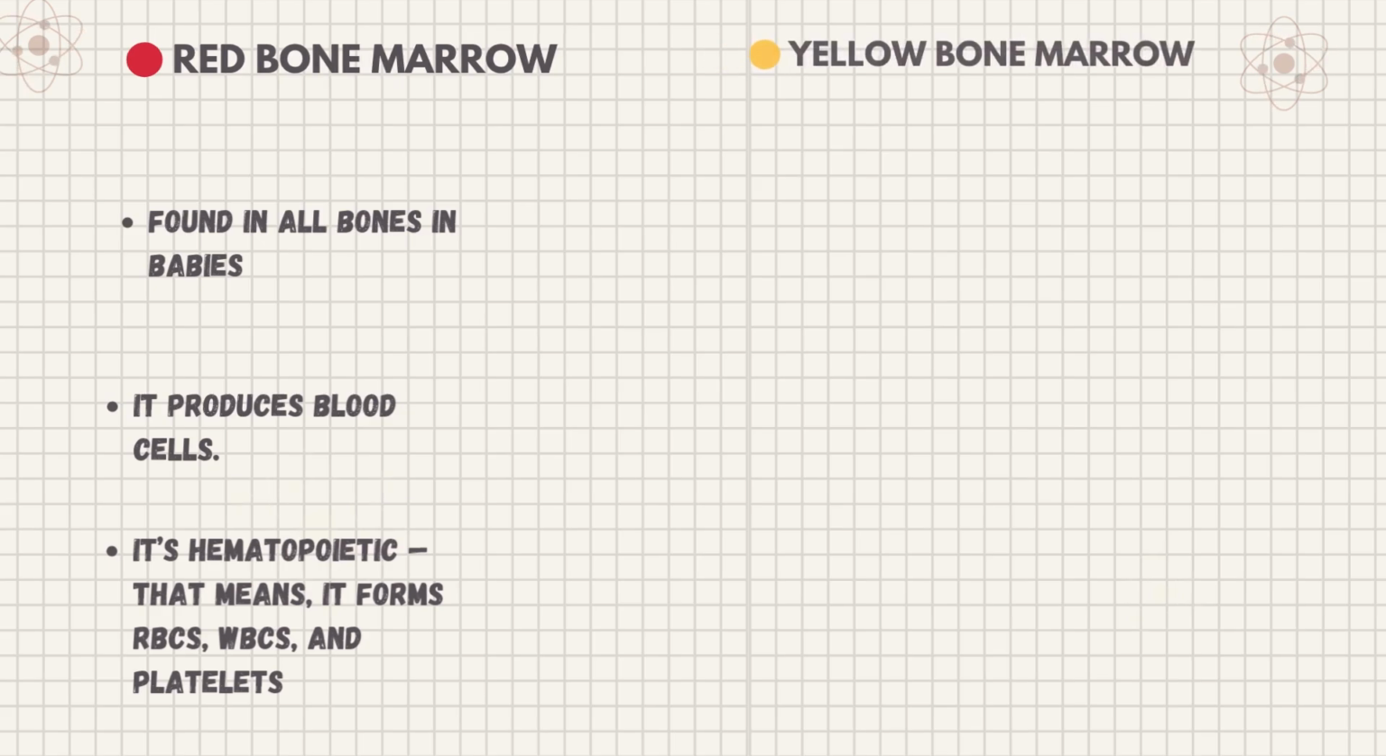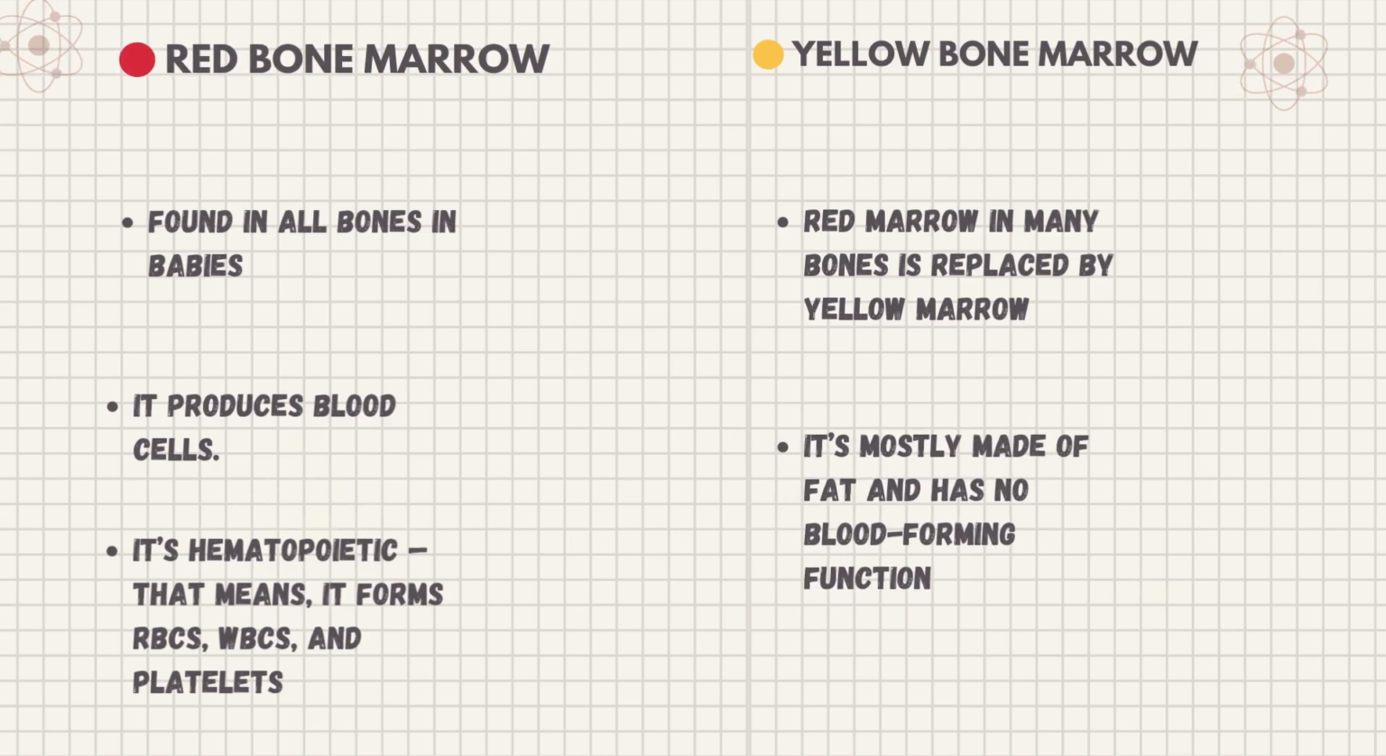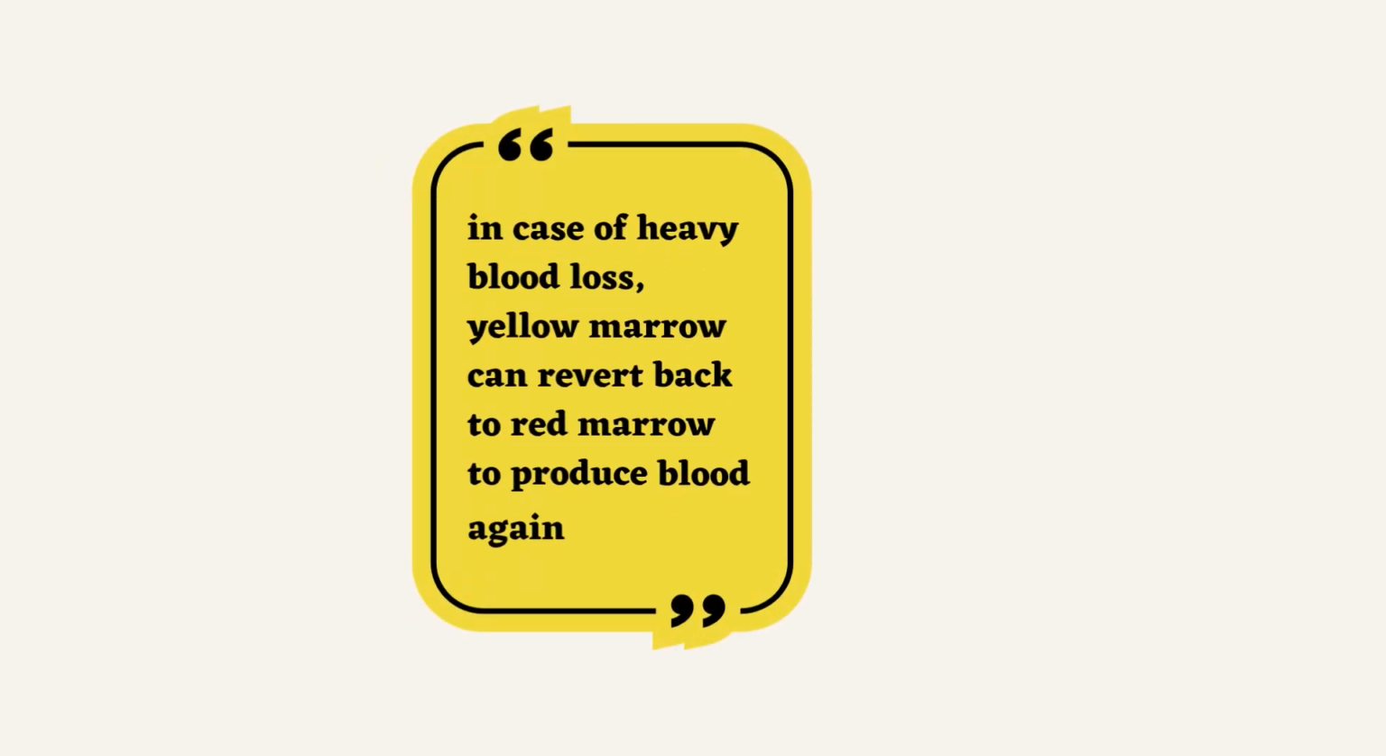Yellow bone marrow. As we grow older, red marrow in many bones is replaced by yellow marrow. It's mostly made of fat and has no blood-forming function. But here's something cool. In case of heavy blood loss, yellow marrow can revert back to red marrow to produce blood again. That's amazing, right?